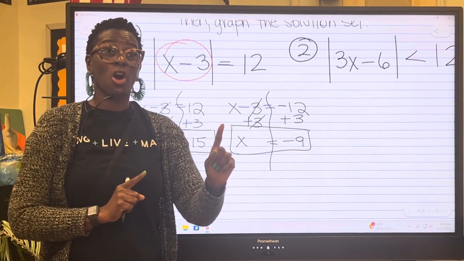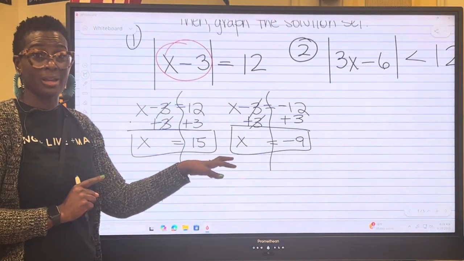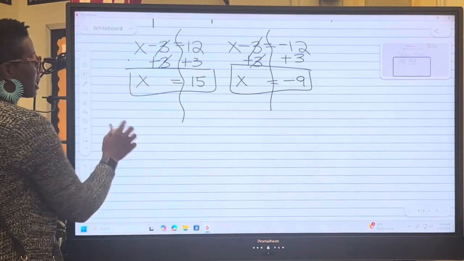Greater than or less than. Those are called inequalities, right? If I had an inequality, then we do some shading here, right? But I don't have that. But here's what I'm going to do anyway. I'm going to graph this.